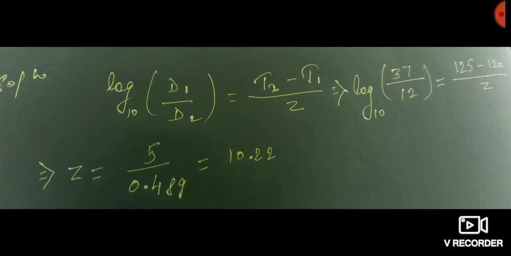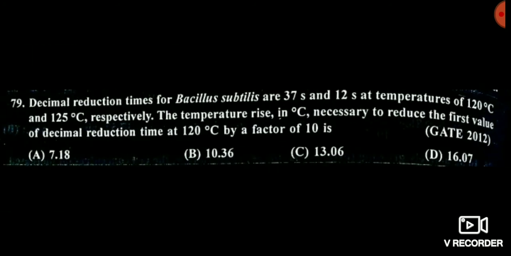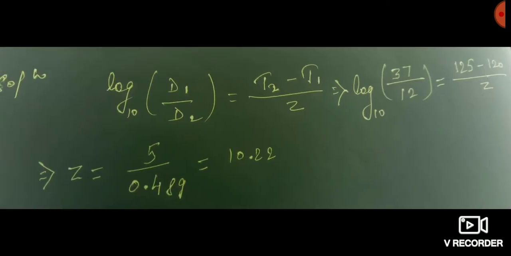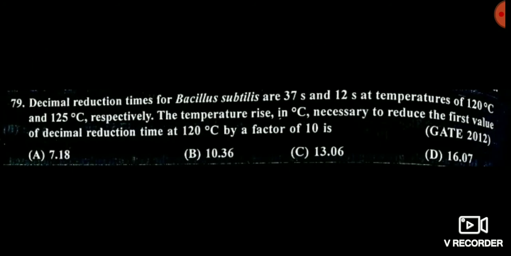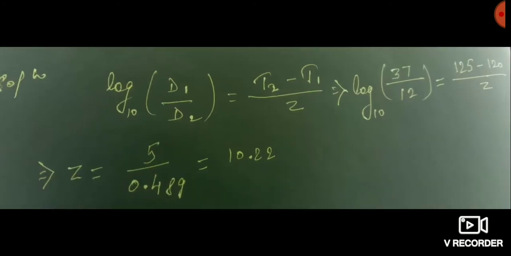You see here, I think all of you know that it is asking about the Z value, means the temperature necessary to reduce by the factor of 10. Means it is simply asking about the Z value. We have to calculate the Z value, both the T1, T2 values are given, D1, D2 values are given, and this relation I think all of you have known. I have told you in the previous slide.